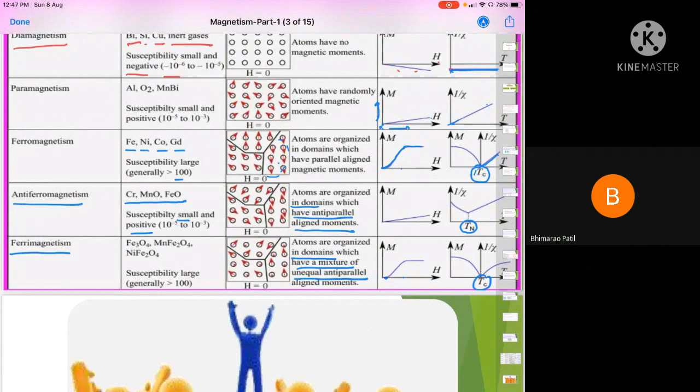These are the summary of the types of materials: diamagnetism, paramagnetism, ferromagnetism, antiferromagnetism and ferrimagnetism materials.